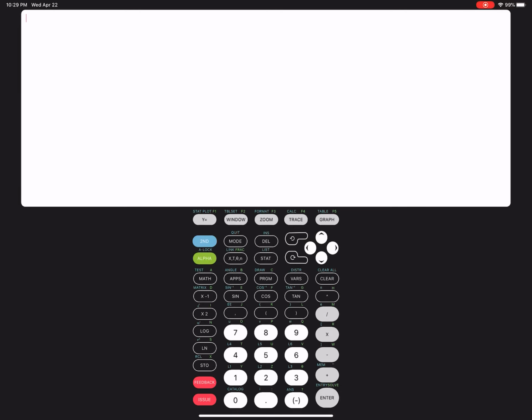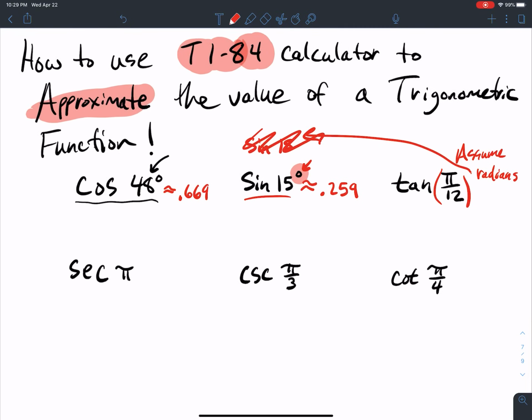And so I see the tangent button, and I'm going to type in pi. So I go second, and then the little caret button, I have a pi, and I divide by 12, and then I close my parentheses, hit enter. 0.2679, so that's 0.268. What this rounds to, 0.268, that's 3 decimals, okay? So hopefully that's helping you out some.